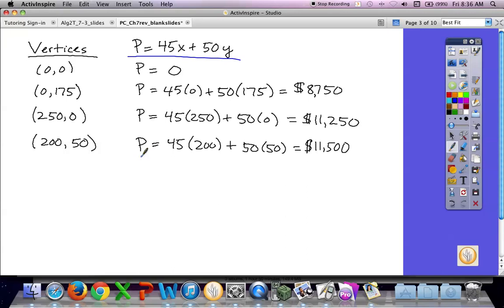Remember, our objective is to maximize profit. So which one do we pick? It looks like the last one maximizes profit, right? I mean, the maximum is interesting, right? It's kind of nice to know how much money you're going to make.